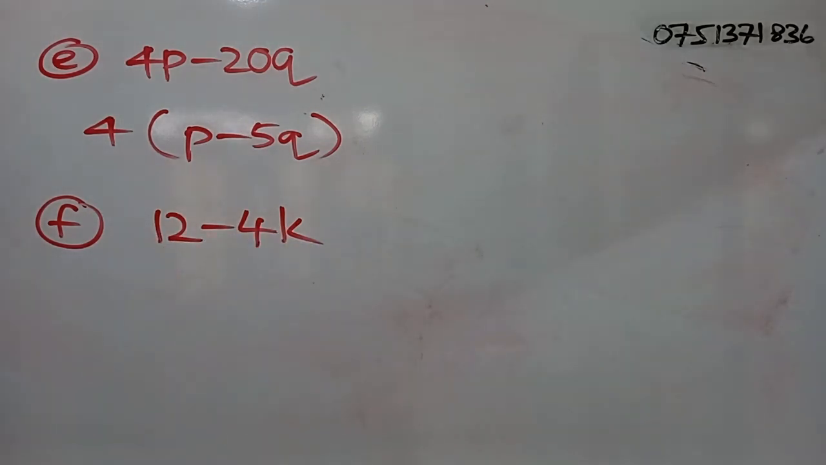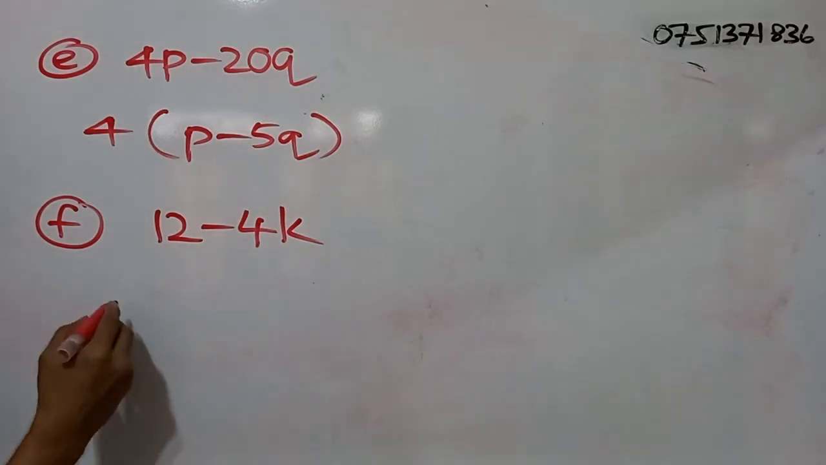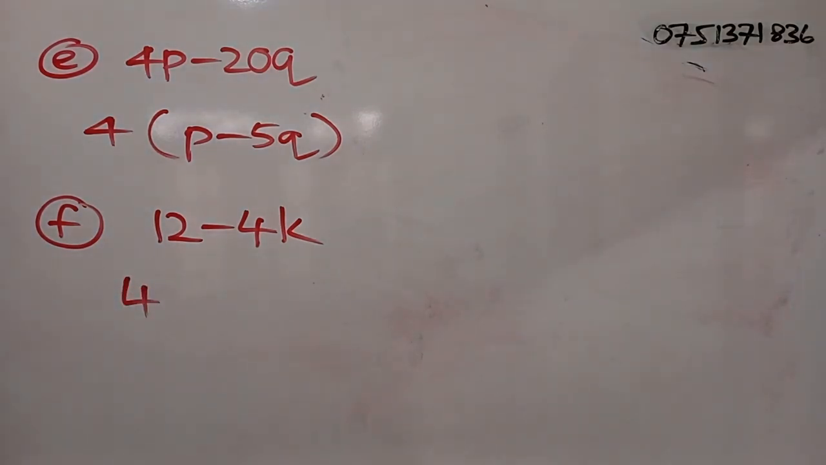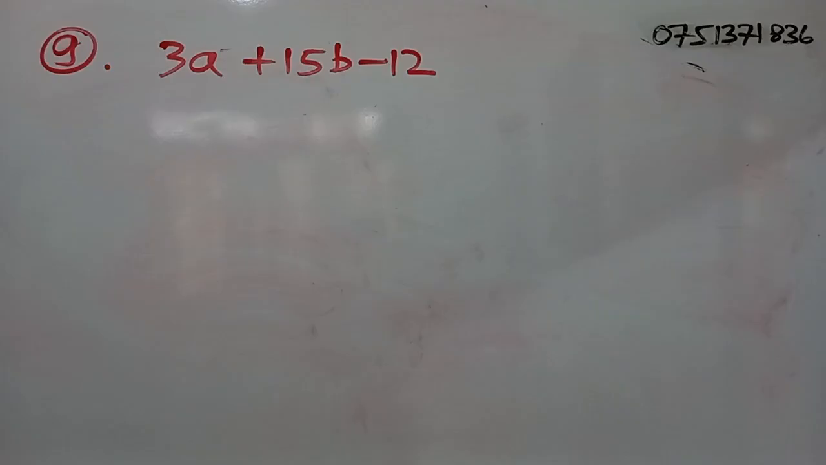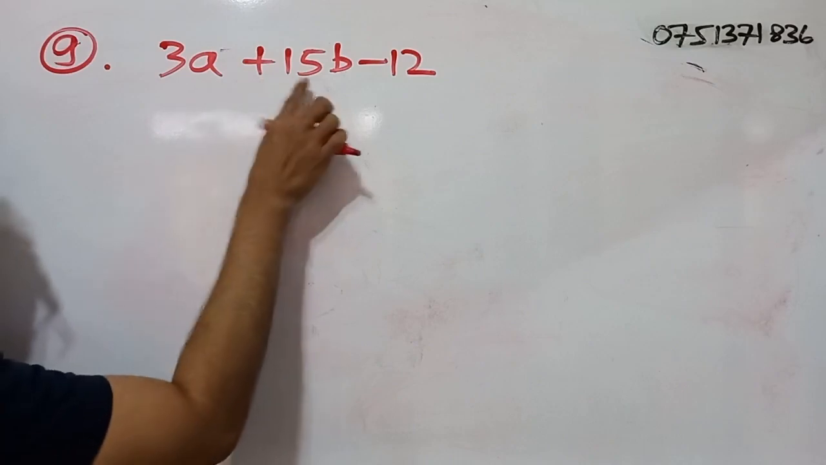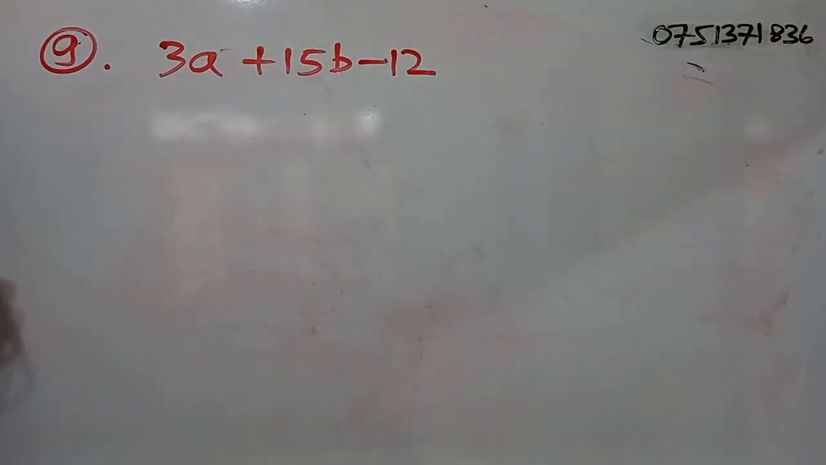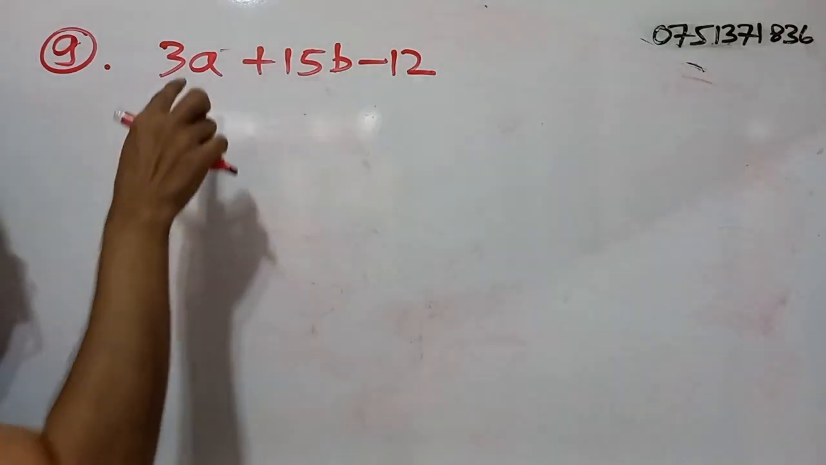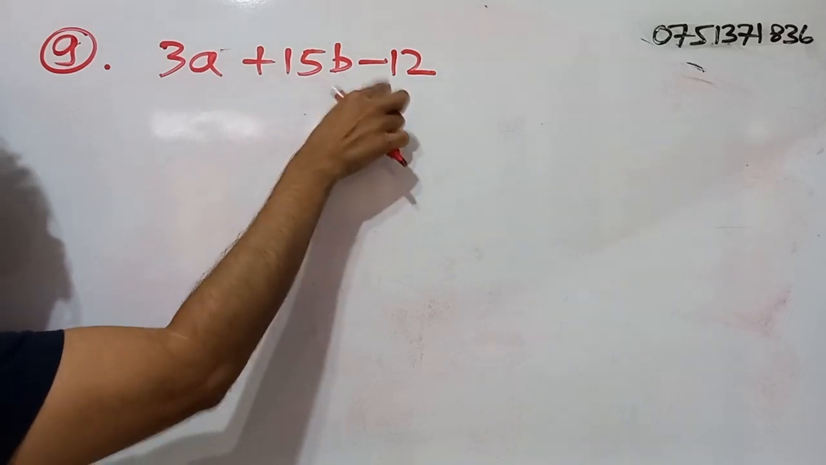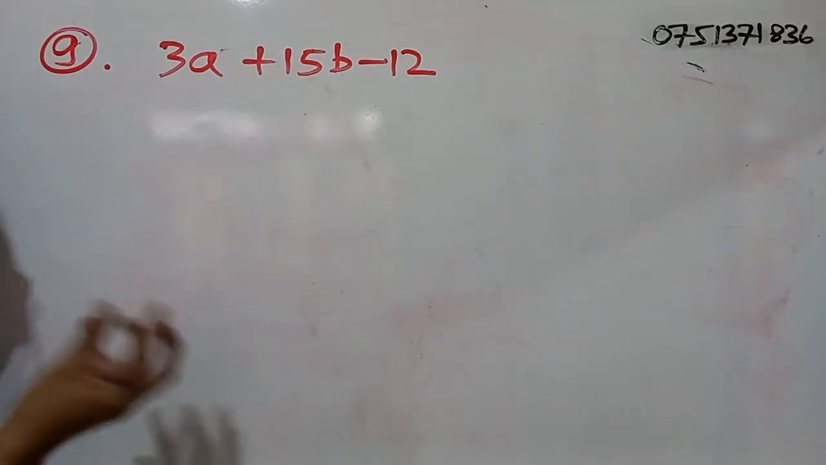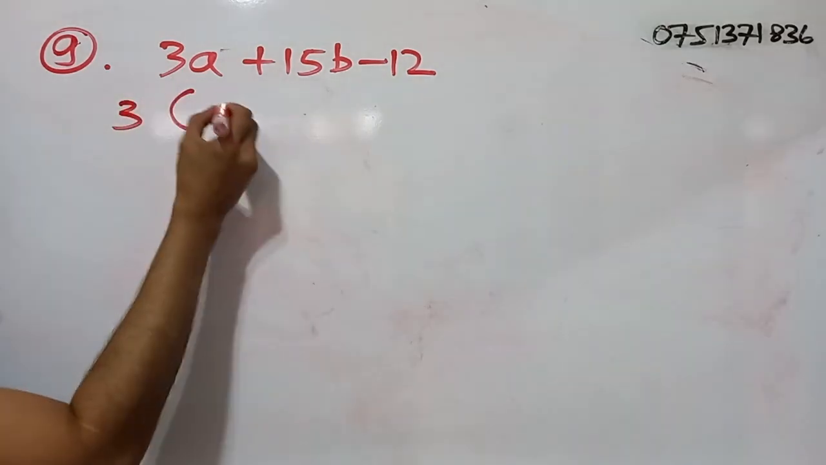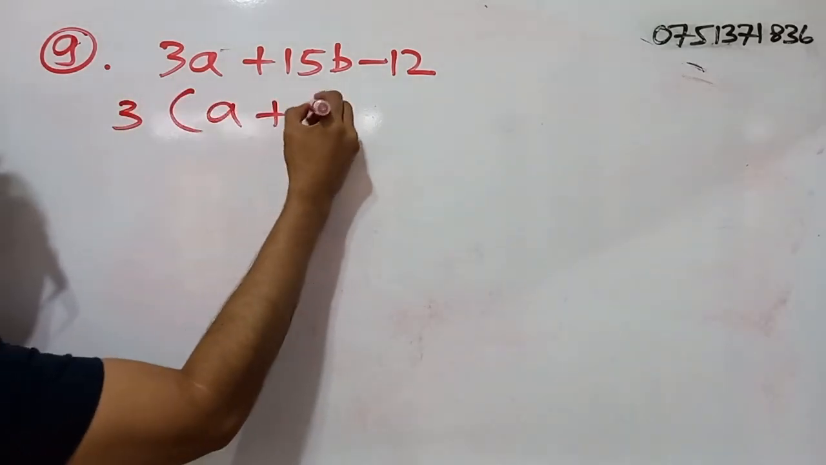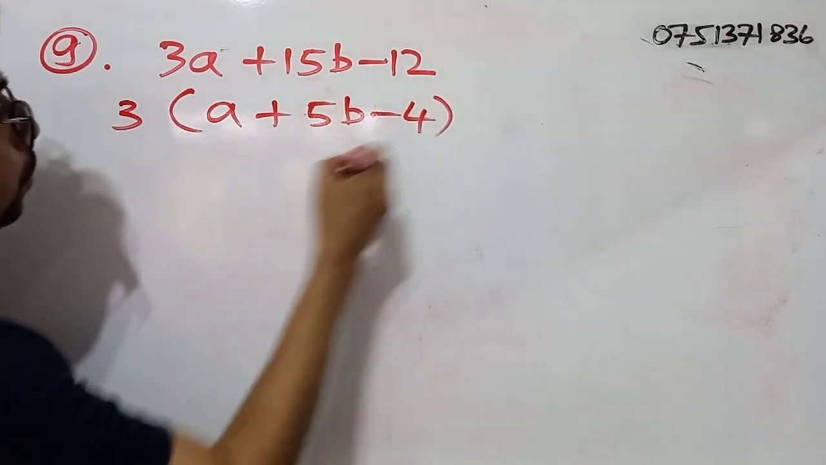So what is the common factor when we think about these two terms? We can take 4. So what goes inside? 3 minus k. Right. So here we have 3 terms. So what will be the common factor? That means we have to consider these 3 terms, then come up with the factor. So what is the factor? I can take 3. So what goes inside? A plus 5b minus 4.